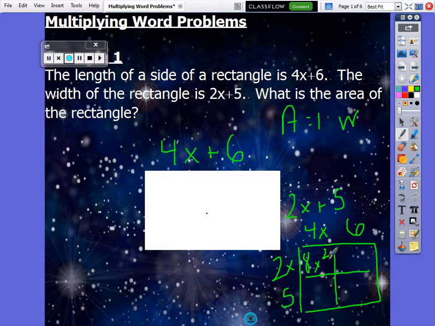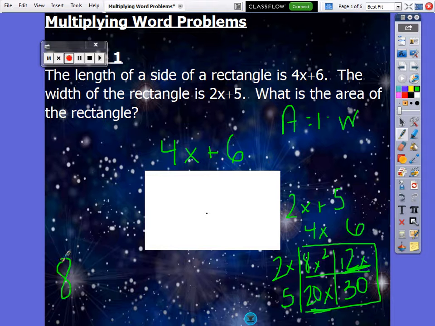Then you multiply 2x times 6, which is going to give you 12x. Then you multiply 5 times 4x, which is going to give you 20x. And 5 times 6, which is 30. After you multiply using the box, you have to look for your like terms. My like terms in this case are 20x and 12x. So when I write my answer, I'm going to add those together.